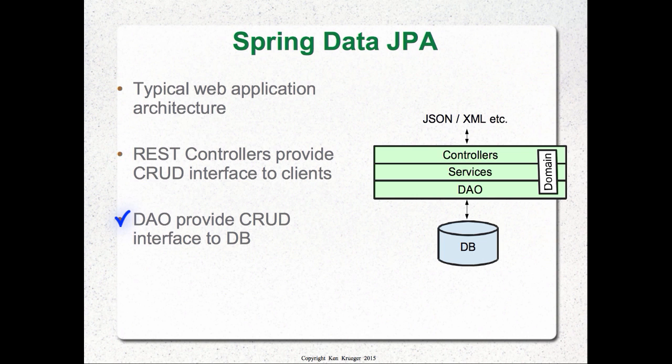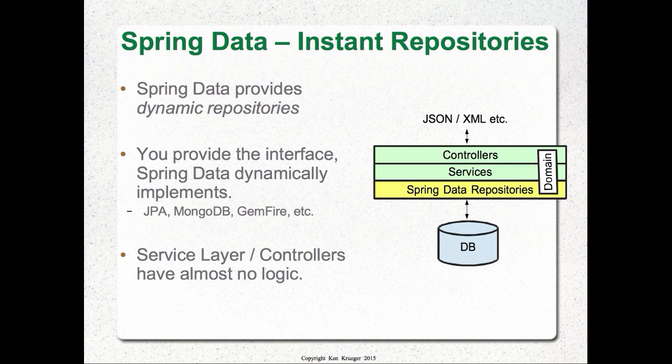Well, what happens is a lot of times the code in the DAO is very, very predictable. Update this, delete this, insert that. What Spring Data JPA does is it allows us to automatically implement the box that's in yellow there, the DAO layer. We can actually have Spring Data create instant repositories for us. Spring Data provides what is called dynamic repositories. The way it works is you provide the Java interface and Spring Data will dynamically provide the implementation.